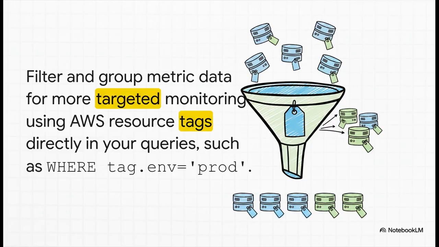And this is a game changer for so many teams. You can use the same tags you already use for billing or automation right inside your queries. So if you want to see the CPU usage but only for your production environment, you just add a where clause. It's an incredibly powerful way to align your operational data with how your business is actually structured.